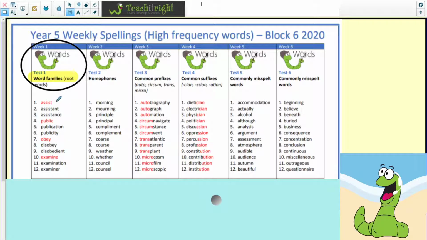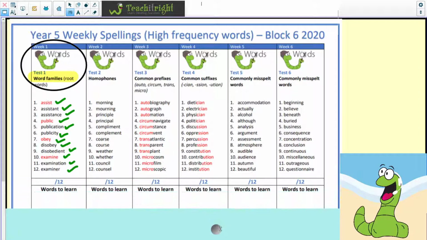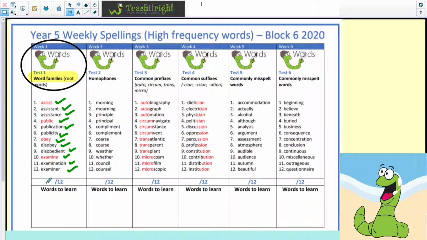So what you can do is you can go down through and give them a tick if you've got them correct. If you haven't, there is a little section underneath which I'll reveal in a minute which says words to learn, and that's where you may write down, if you didn't quite get 12 out of 12, those words that you need to concentrate on. Brilliant.